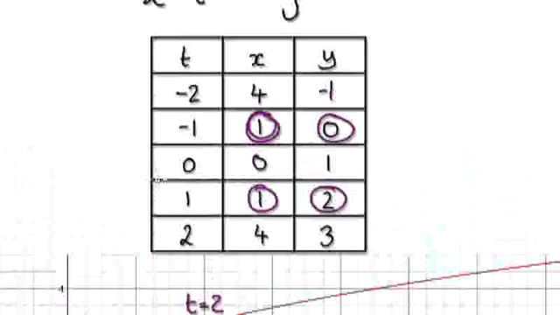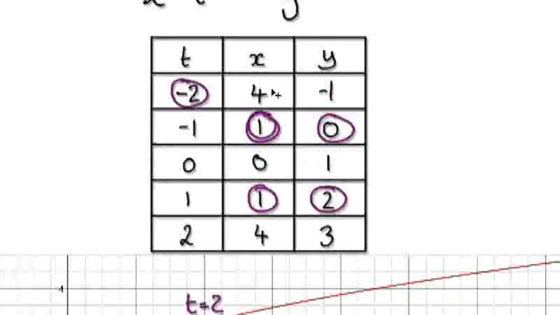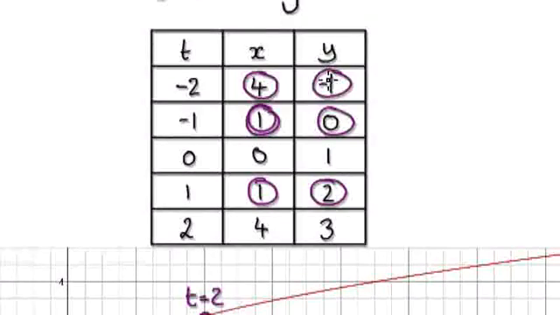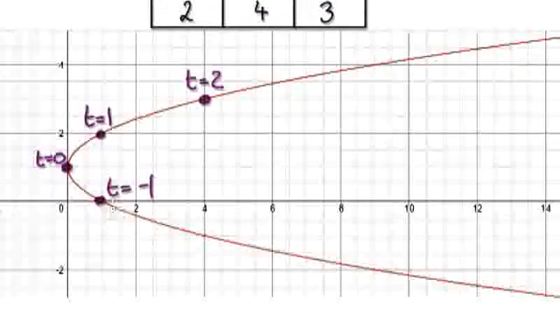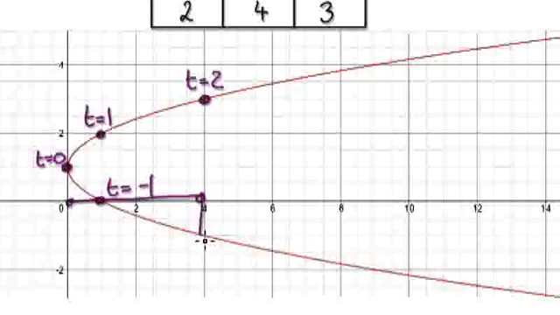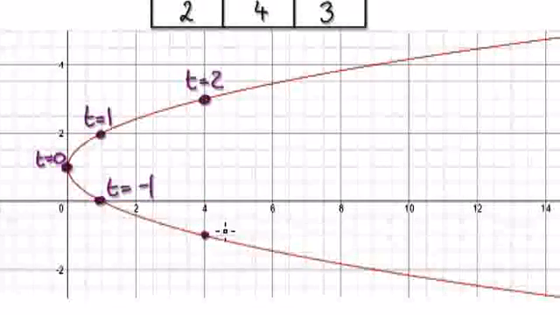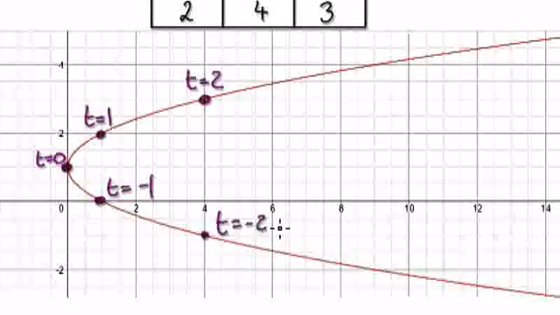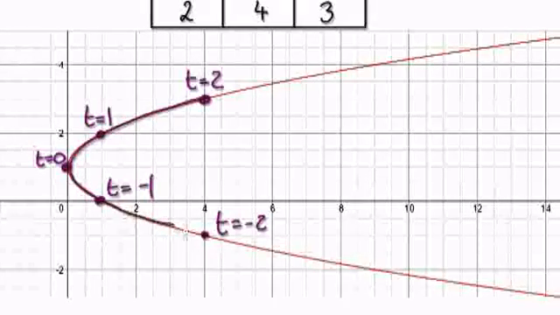And then when time equals negative 2, x would be 4, y would be negative 1. So it would be here. So this would be when time equals negative 2. So you would then draw your curve.